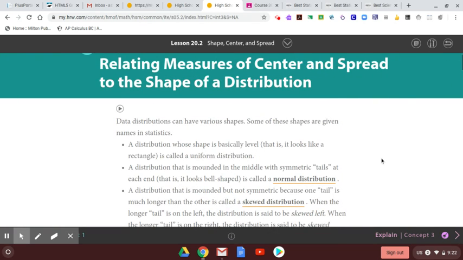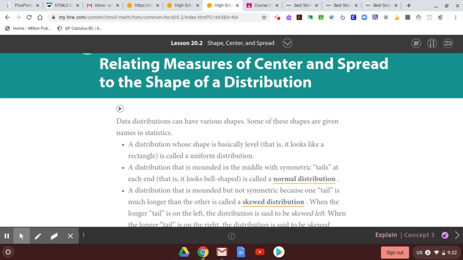So let's just break this down. The distribution whose shape is basically level, that is, looks like a rectangle or even a straight line across, that's what we call a uniform distribution. And this is one we don't really compute a lot of statistics about because any possibility is pretty much equally likely. There's not one that's more likely than the other.